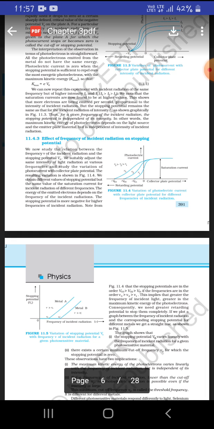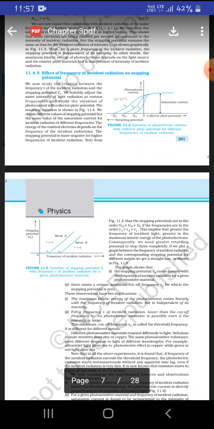Here different photocurrents are going in from different places, but you can see they are all meeting at only one place. Note from 11.4 the stopping potentials V1, V2, V3 correspond to frequencies in the order v3, v2, v1. This implies that the greater the frequency of incident light, the greater is the maximum kinetic energy of the photoelectrons.